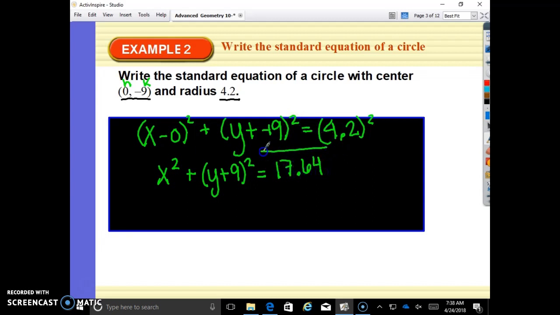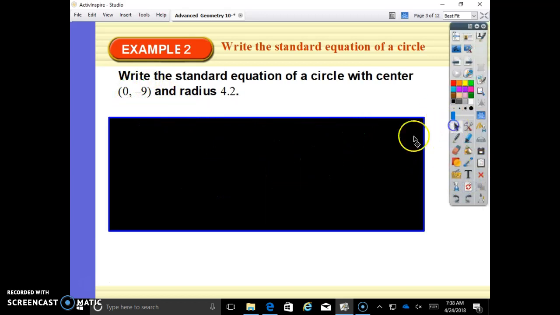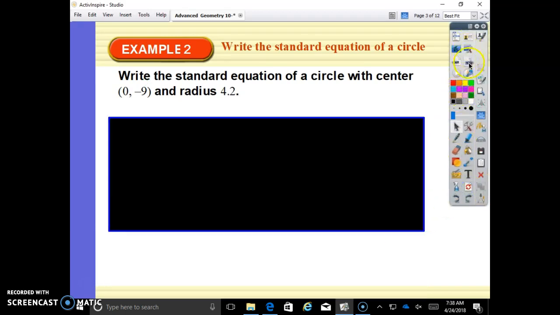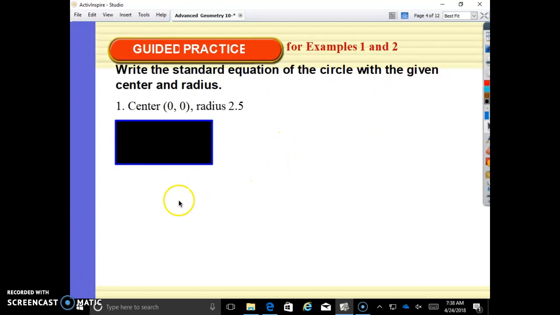And this is the equation in standard form of a circle. It's always the opposite. So if it's a negative 9, it's going to be positive 9. If it was a positive 9, it would be negative 9. And there you go. All right, so I want you guys to try this one. Pause the video again and give this one a try.